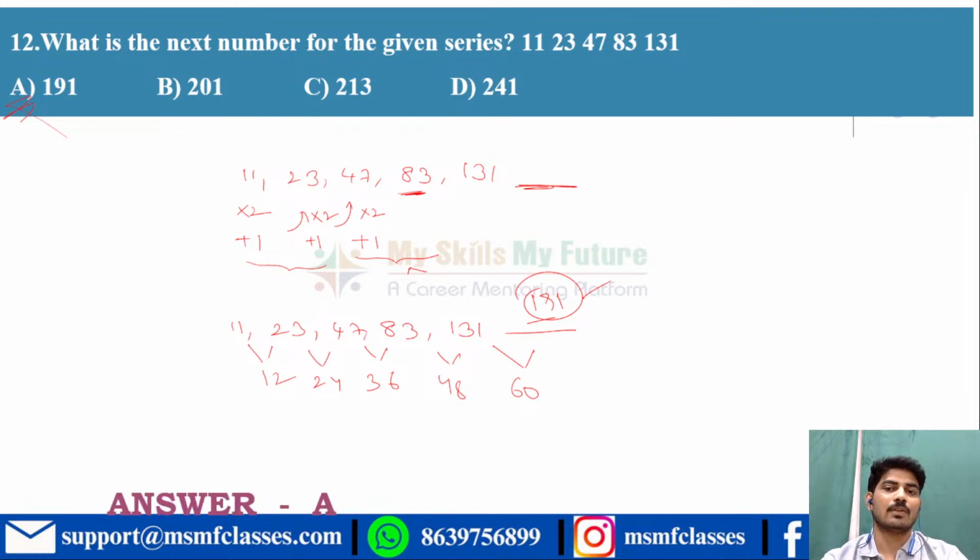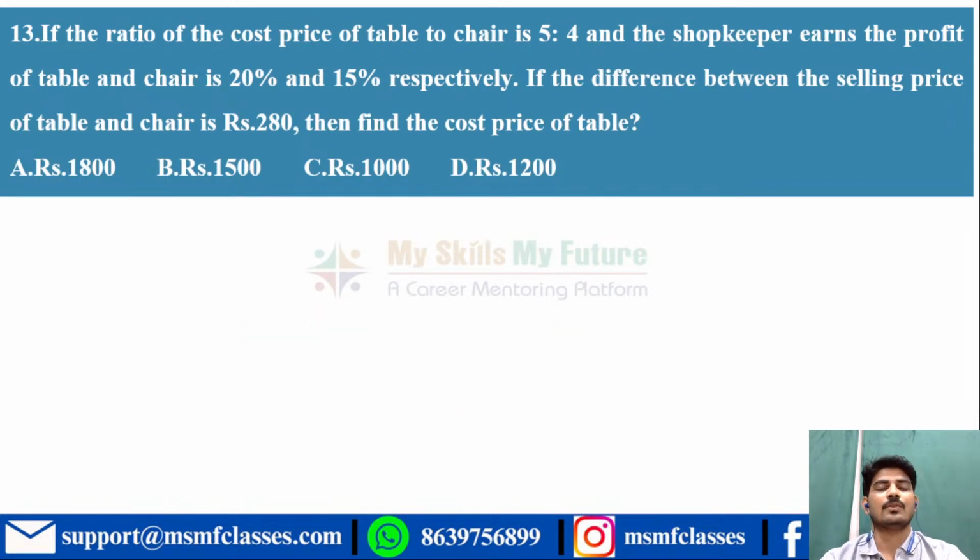We are moving to the next question here. The ratio of cost price of table to chair is given as 5 is to 4, and the shopkeeper earns 20 percentage profit on the table and 15 percentage profit on the chair. Suppose for the time being, let us assume these as 50 and 40. What is 20 percentage of 50? It will be 60. And what is 15 percentage of 40? 10 percentage will be 4, and it will be 46 here.